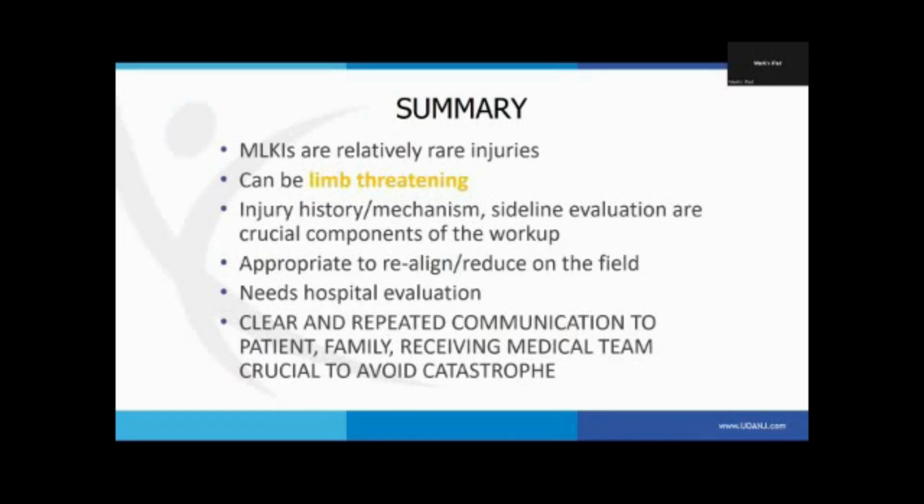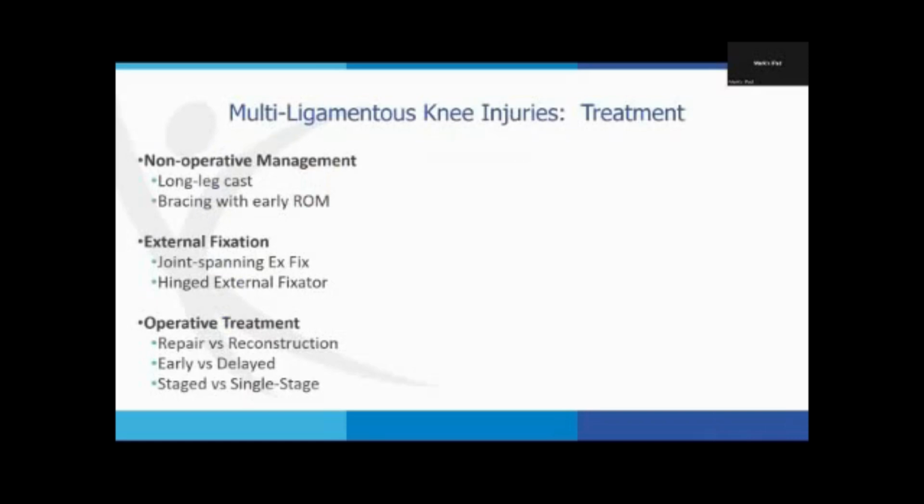So in summary, multiligamentous knee injuries are relatively rare injuries. They can be limb threatening. Injury history, mechanism, and the sideline evaluation are crucial. It's appropriate to realign or reduce on the field. It needs hospital evaluation and, once again, clear and repeated communication to the patient, the family, and the receiving medical team is important to avoid a catastrophe.